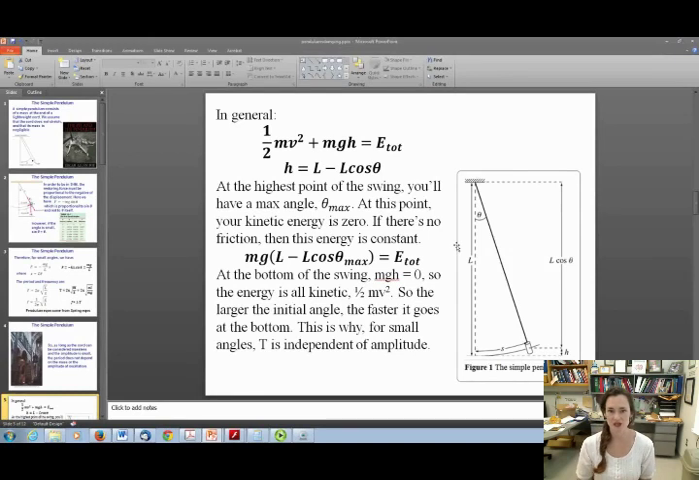Now at the highest point of the swing you'll have some maximum angle, and at that angle your kinetic energy is 0. And if there's no friction, then that gives you your constant energy. Now, when you let it go, at the bottom of the swing, your height is 0, and so all of your energy becomes kinetic. What that means is that the larger your angle theta, the higher your value of h, so the more gravitational potential energy. And the more gravitational potential energy that you have to begin with, the faster that pendulum bob is going to be going at the bottom of the swing. So it goes faster if you pull it higher, which explains how you can manage to keep that period constant as long as the angle is not too high.